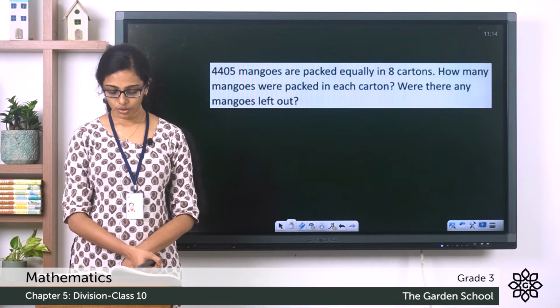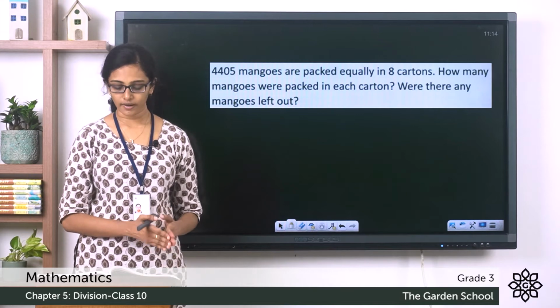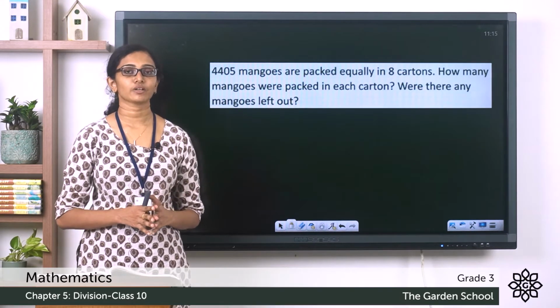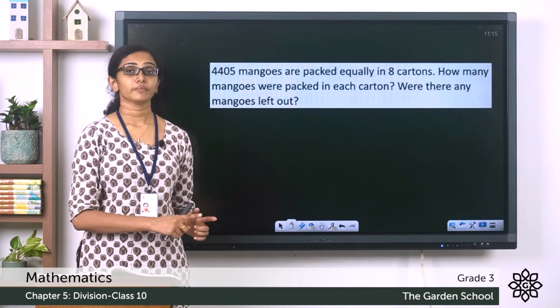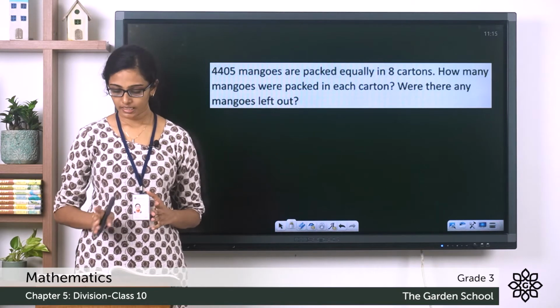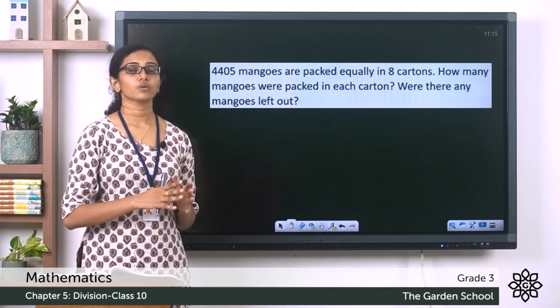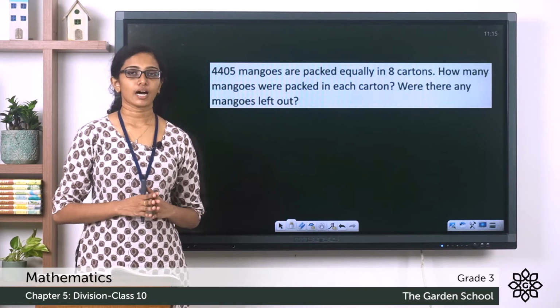So what is told in the question? There were a total of 4,405 mangoes. So these 4,405 mangoes are packed equally into 8 cartons. That means all cartons will have the same number of mangoes. And in the question, you are asked to find out if there are any mangoes left out after packing them equally into these 8 cartons.